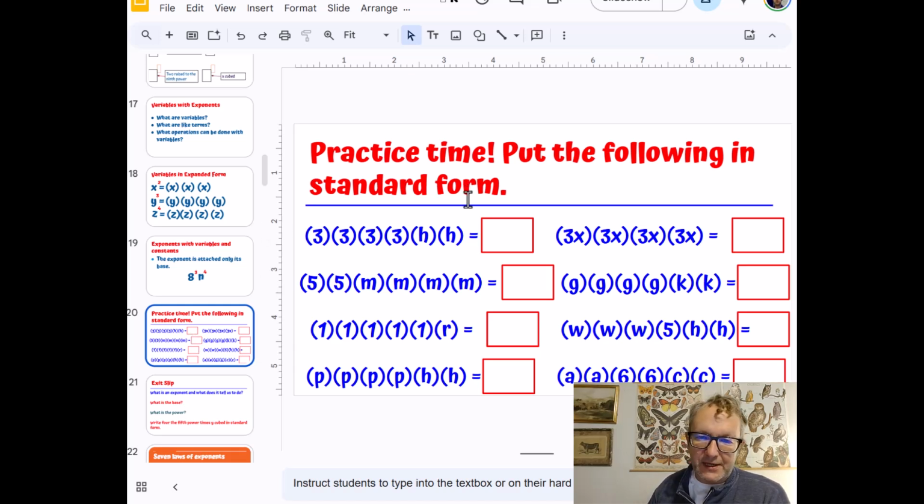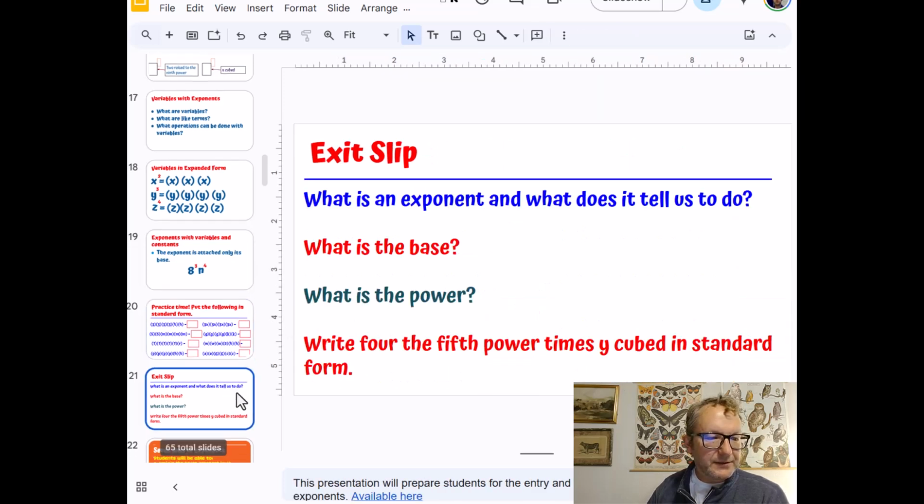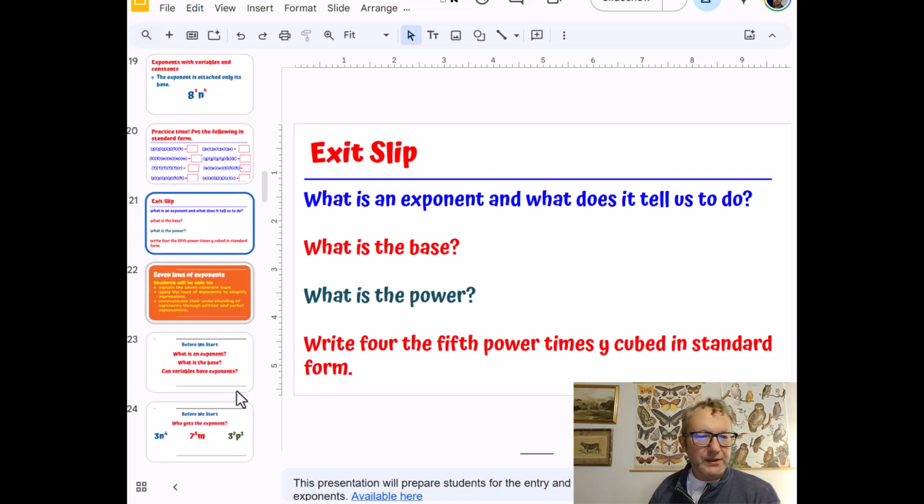Practice time, once again, you print it off, put it on your Google Classroom or whatever learning management software. They'll just type in the answer. And then there's an exit slip. So this could be one lesson. It might be 2 lessons because there's a lot of slides here, a lot of discussions.